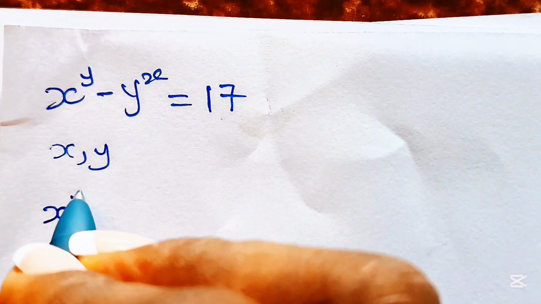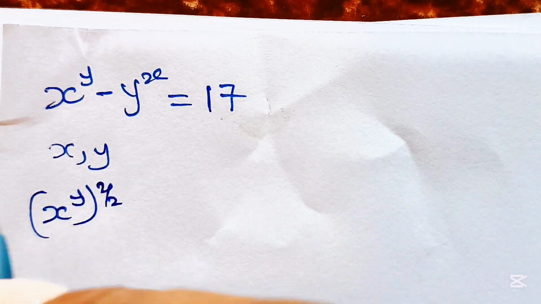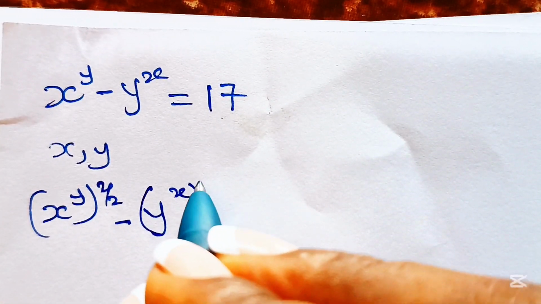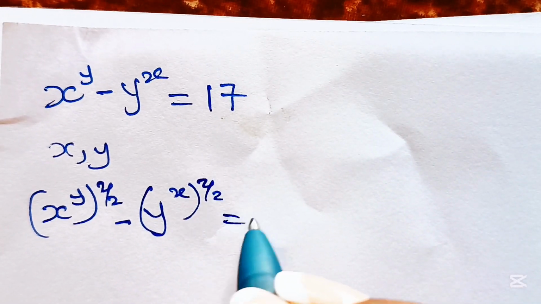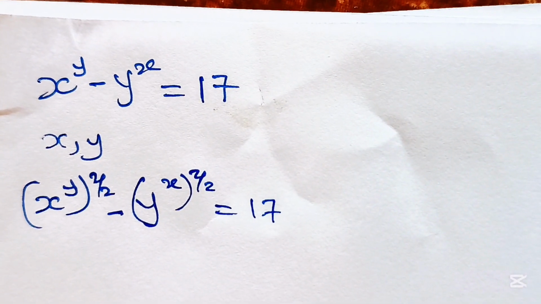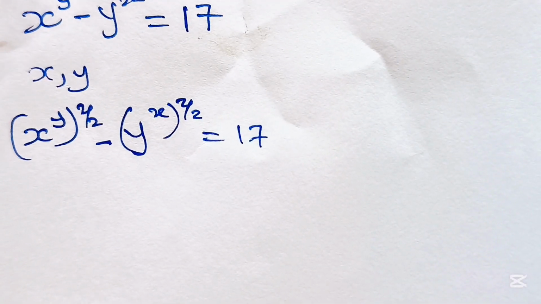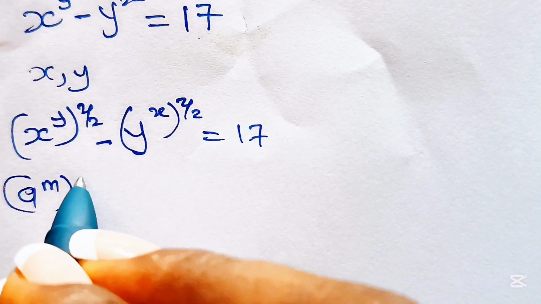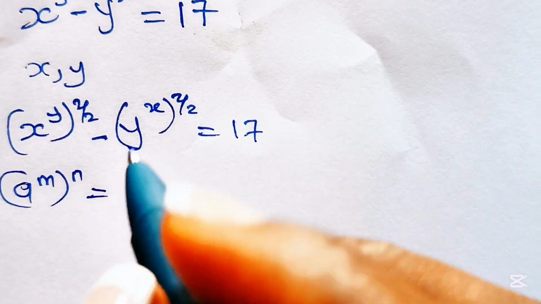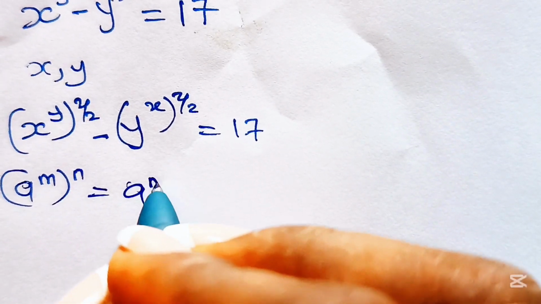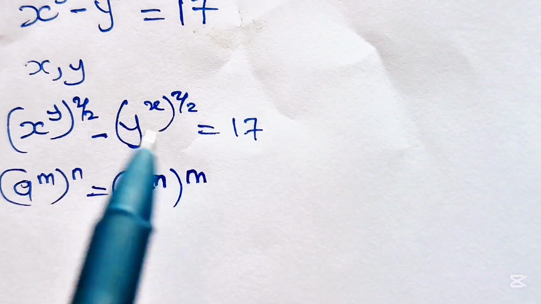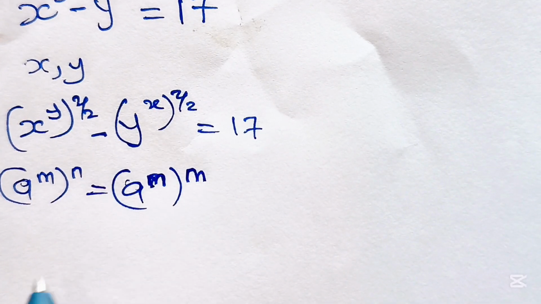So we have x to the power of y raised to the power of 2 over 2, minus y to the power of x raised to the power of 2 over 2, is equal to 17. Now recall that when you have a to the power of m raised to the power of n, this is also equal to a to the power of n raised to the power of m. So the powers can be interchanged, right?